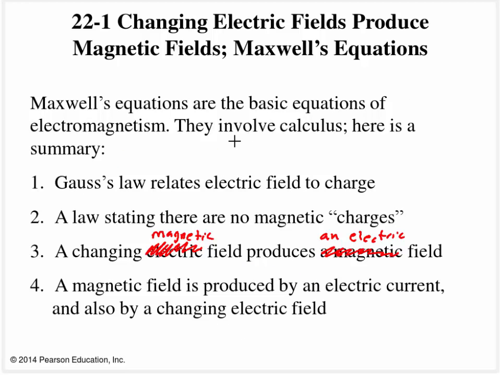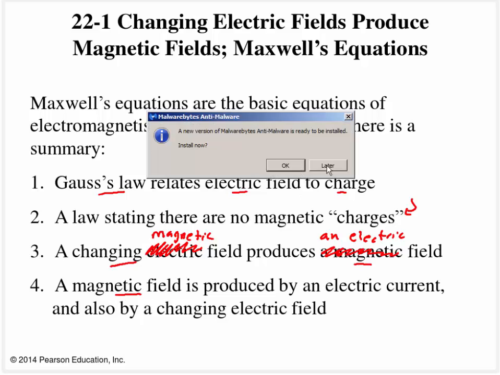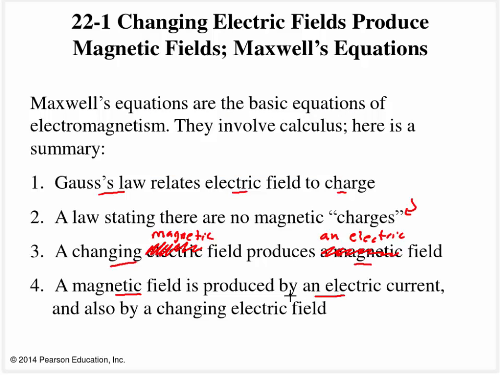Now, Maxwell's equations actually comprise 4 laws that we've already talked about. Gauss's law relating electric field to charge, a law stating that there are no magnetic monopoles, Faraday's law that says a changing magnetic field is going to produce an electric field, and lastly, one that's kind of new but not quite, Ampere's law. A magnetic field is going to be produced by an electric current. The addition is that it's also going to be produced by a changing electric field, so I'm going to talk to that for a second.